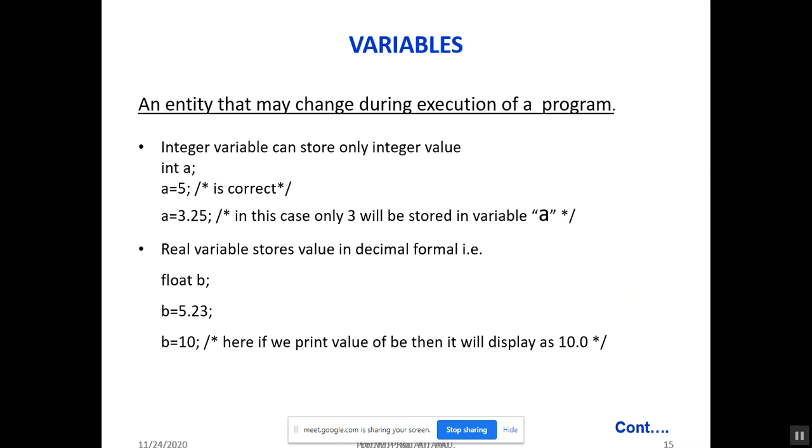Now the second section is variables. We have got the definition of variable and constant both, but first of all we'll learn the definition of variable and then we'll create our own definition from this for constants also. An entity that may change during execution of the program is known as a variable.